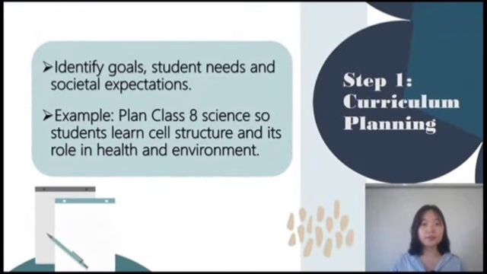Step 1, curriculum planning. The very first step is planning. Here we think about what students need to learn and why. We also keep in mind the larger goals of society. For example, if we're planning science for class 8, it's not just about teaching the parts of a cell. We want students to see how cells relate to health, environment, and even future careers. So planning sets the direction for everything else.